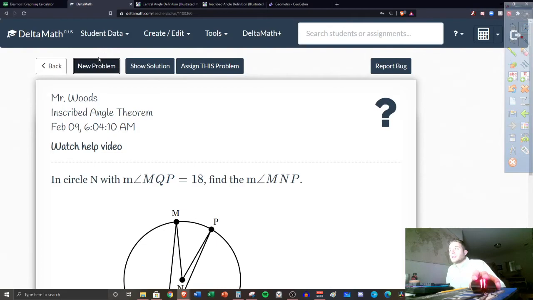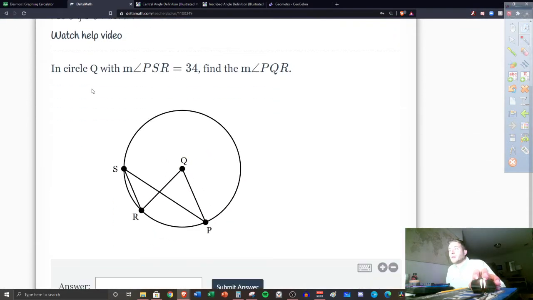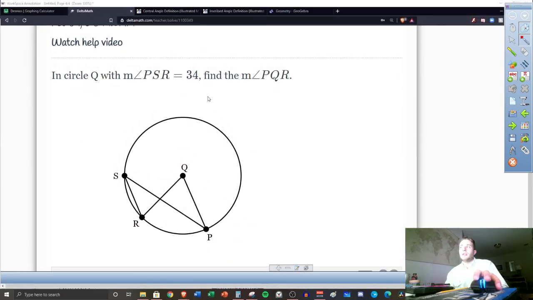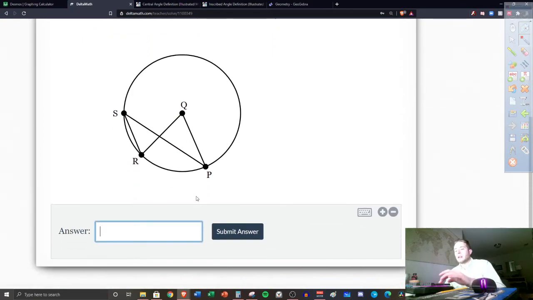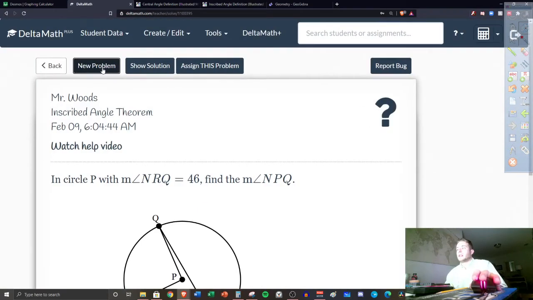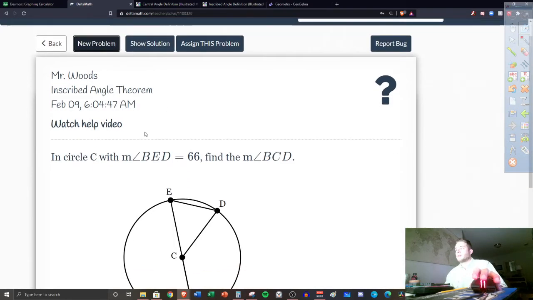Let me find one that looks pretty difficult. I know that some of you will have questions. Okay, so this one looks kind of weird, right? But as long as you're able to identify which one is central and which one is inscribed, you should be okay. So PSR, they give us that one, that is the inscribed angle here, because all of those points are on the circumference. Then we need to find PQR. So PQR, well, it's double. So that's going to be 68. Okay? So we're going to put 68 in here. We got it. And there's just a ton of different examples that you can see.